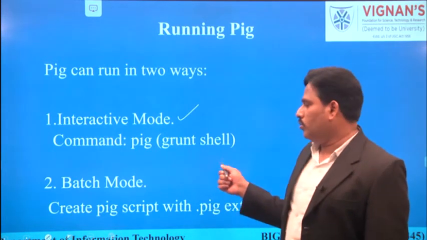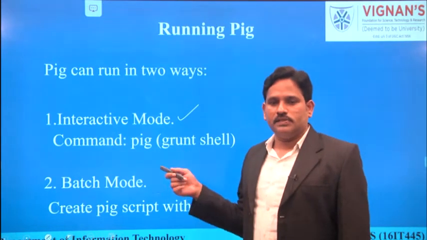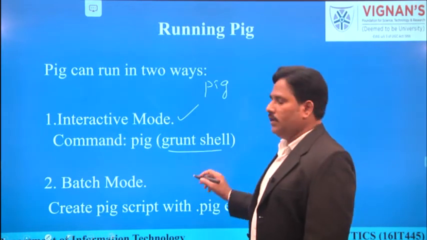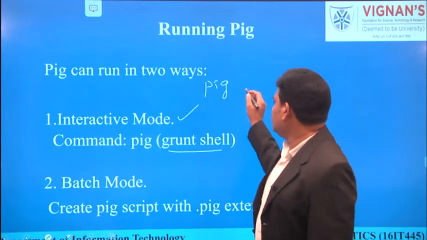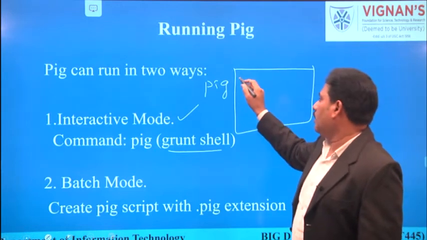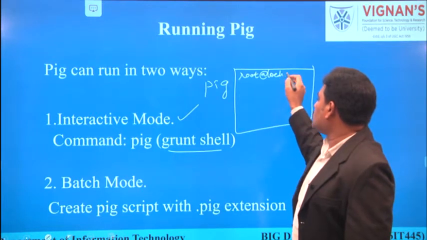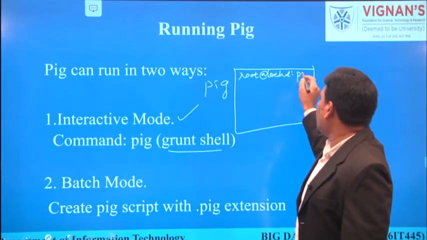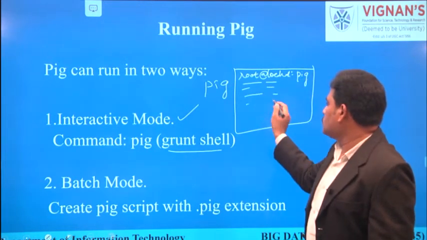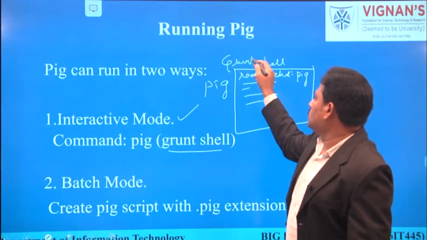Now how to write in interactive mode? To start the interactive mode, we have to use a basic command called pig when we open a grunt shell. That means after opening the shell, we will get the basic root information of the shell, like root@localhost, something is here. Here we have to write a command called pig. And if you press enter, Pig is going to be loaded in this grunt shell. This is a grunt shell.